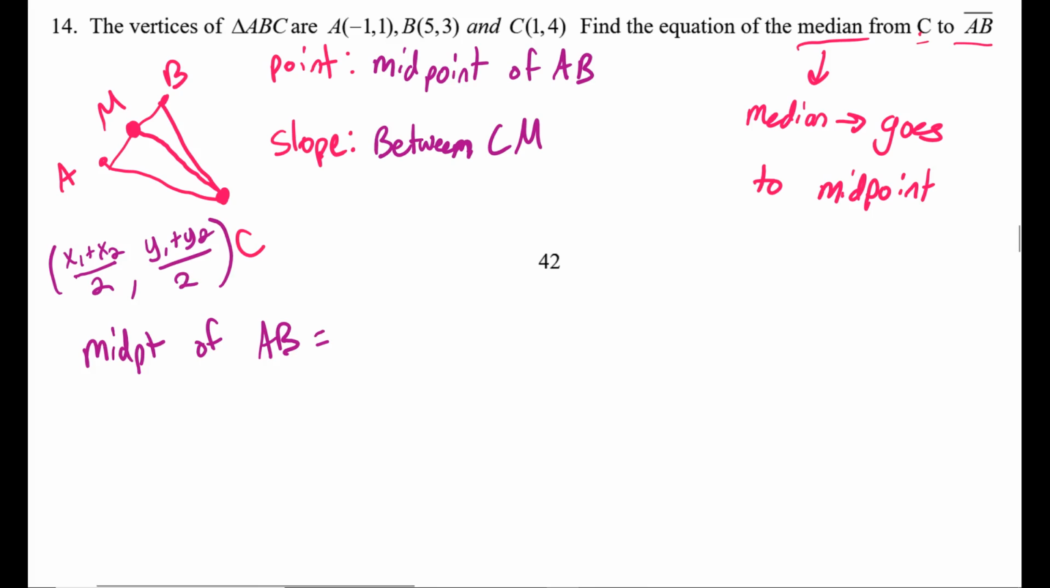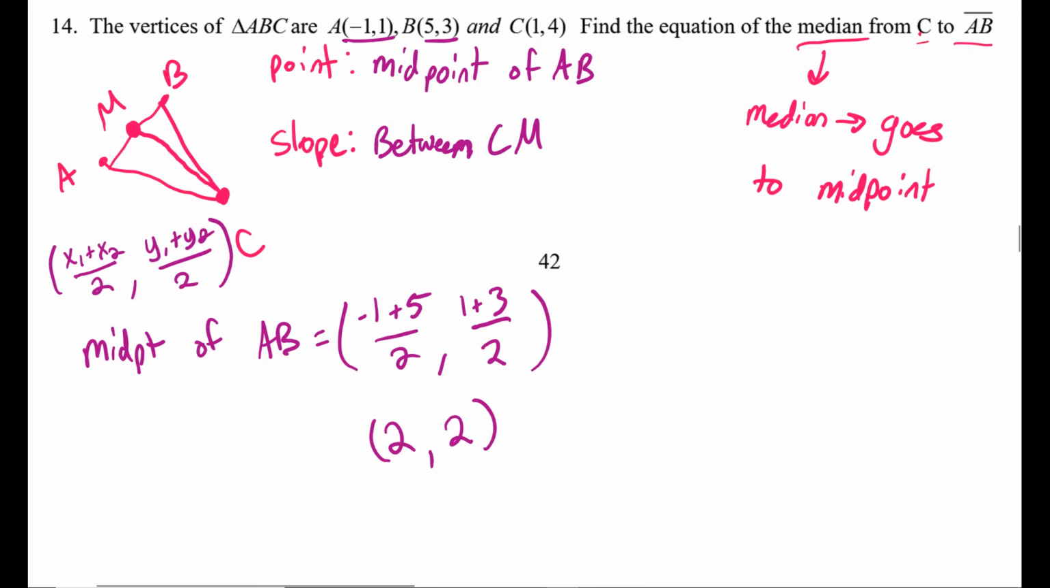So in this case for A and B, that's going to look like negative 1 plus 5 over 2, and 1 plus 3 over 2. Or when you simplify that, negative 1 plus 5 is 4, 4 divided by 2 is 2, and 4 divided by 2 again is 2. So this is the midpoint, or that point M, right there.